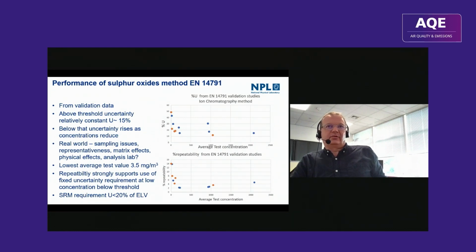Similar story with the SO2 method. This is a manual method. The NOx method obviously was an instrumental method. And we see again a similar increase in the relative uncertainty as we get to lower concentrations. This is just from the validation data in the standard itself.